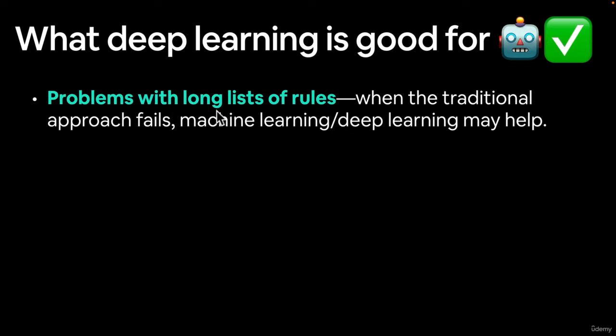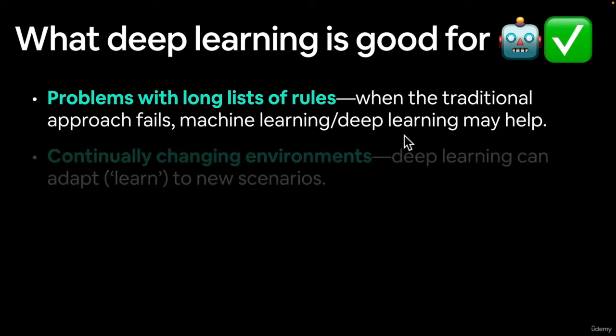But if you have a long list of rules, like the rules of driving a car, which could be hundreds, could be thousands, could be millions, who knows? That's where machine learning and deep learning may help, and it kind of is at the moment. In the world of self-driving cars, machine learning and deep learning are the state-of-the-art approach.